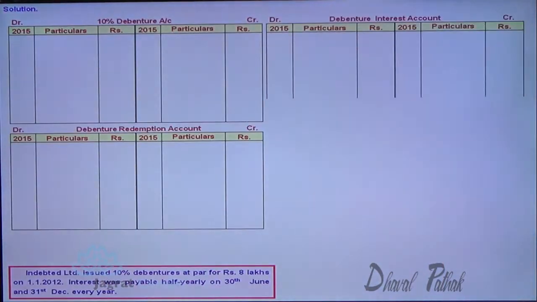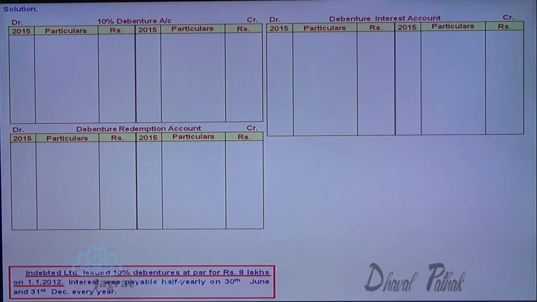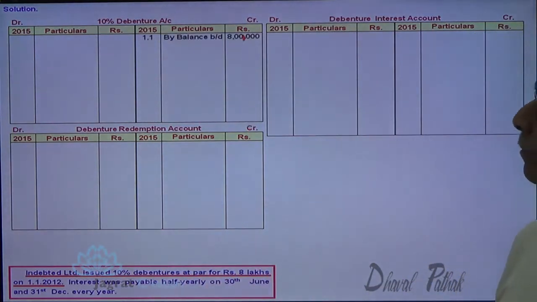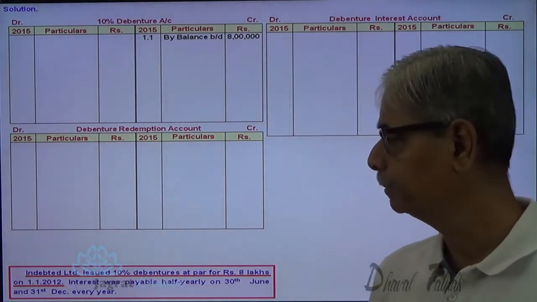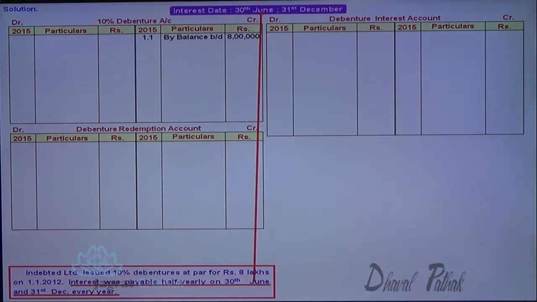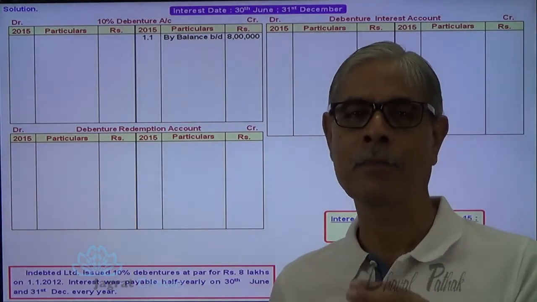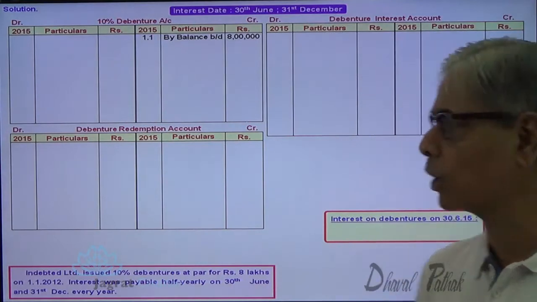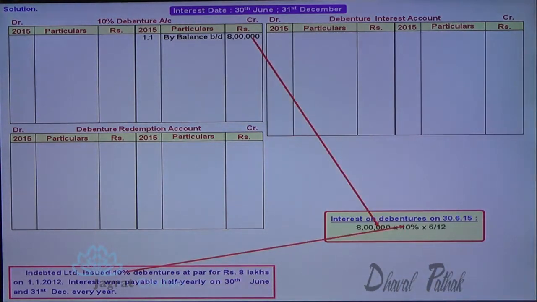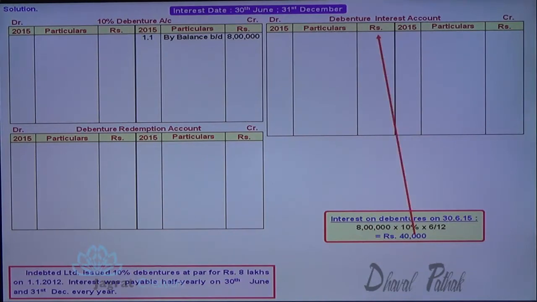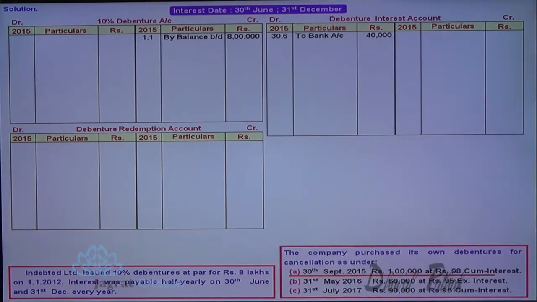Now these are the ledger accounts that I prepare. Debenture liability 8 lakhs, credit balance on 1st of January 2015. Let me write out the interest dates at the top, 30th June and 31st of December. Now, as I told you, in 2015 there is one transaction. Before that transaction, we are required to pay interest on debenture. So 8 lakhs into 10%, 80,000 for 6 months, that is 40,000. Debenture interest account debit to bank account. After recording this transaction, the 30th September transaction will be recorded.